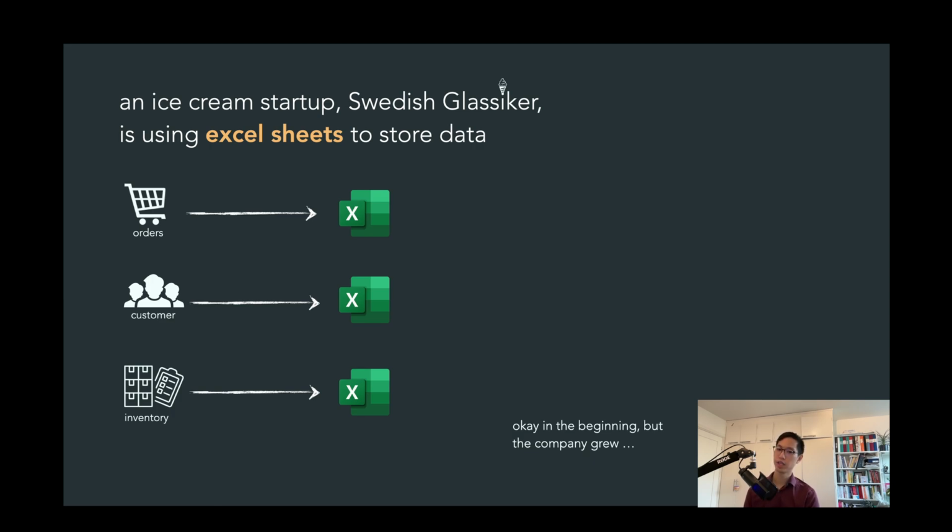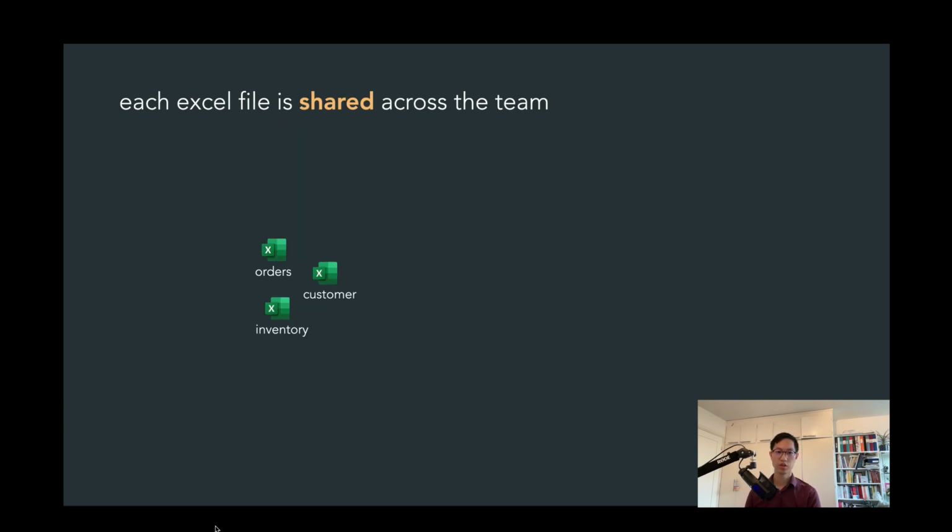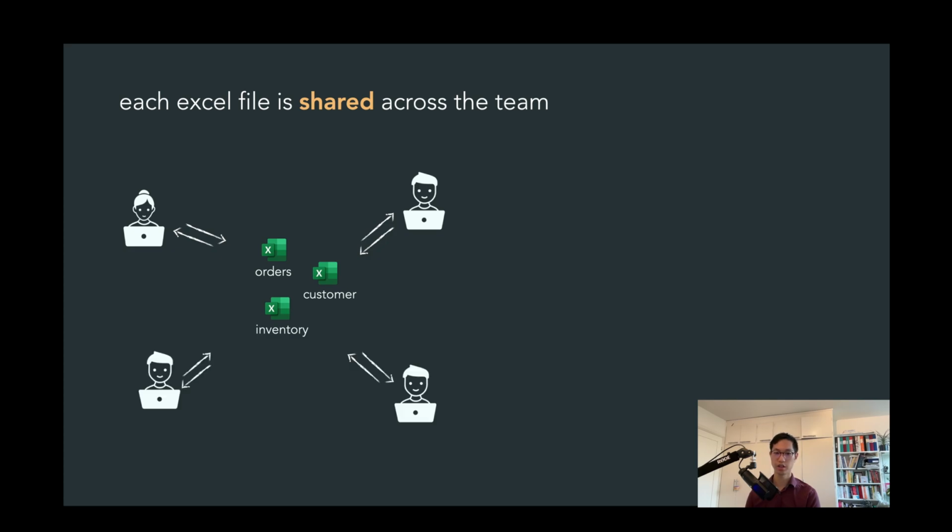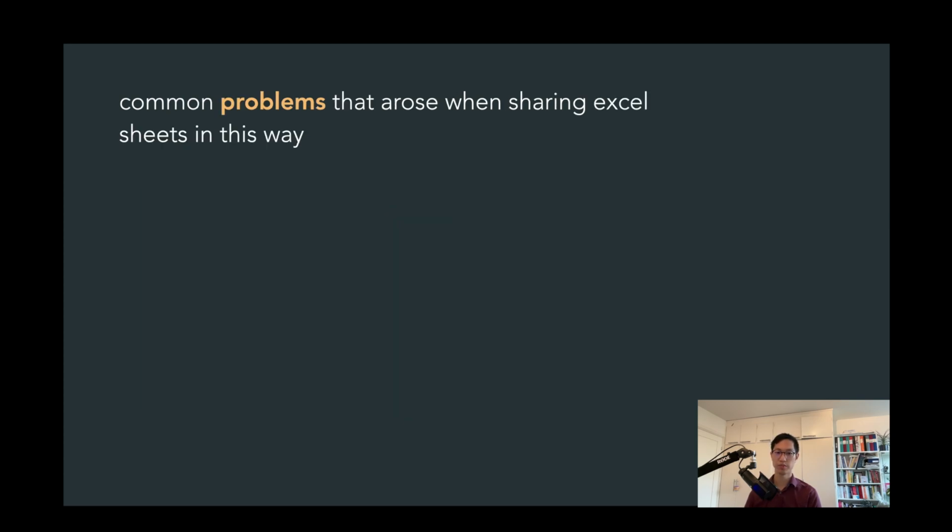So this is okay in the beginning, but the company grew. We got more people in our team. So then each Excel file is shared across the team. So we have one person there, another person there, another person, and another person. Everyone is using the same Excel sheets, and we're sharing the data inside. So we're updating it, and we put the Excel sheets in SharePoint. Yes, we put it in SharePoint.